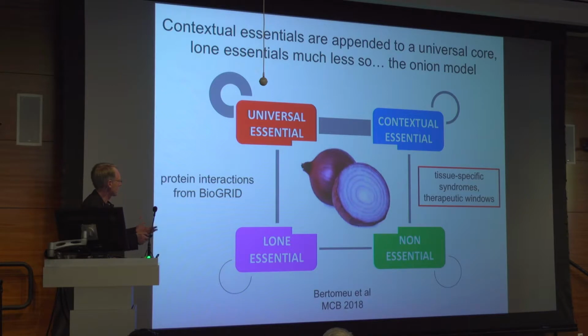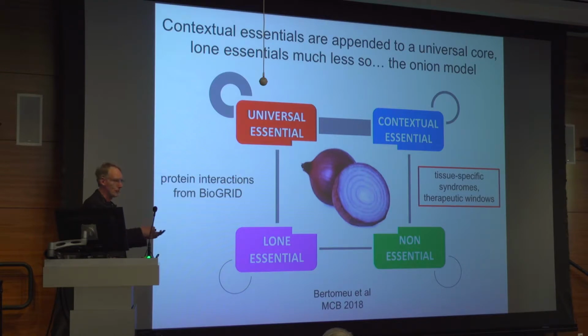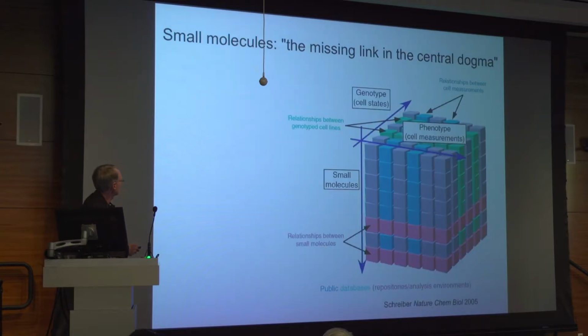And I think this has implications for observations like tissue-specific syndromes, why when you mutate a particular gene, it's only manifest in certain tissues. And I think it's also very, very important in thinking about therapeutic opportunities. Just because a target may be an essential gene, it's not going to be essential in many, many different tissues. And so you have this differential window of susceptibility.